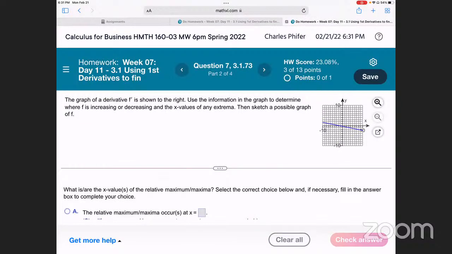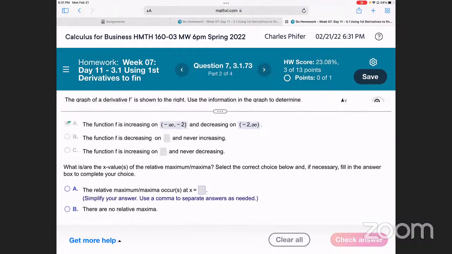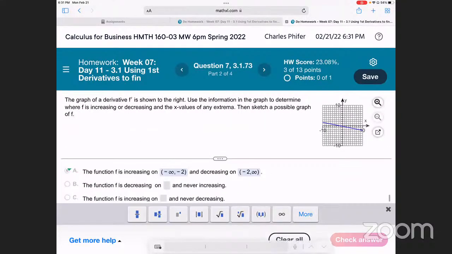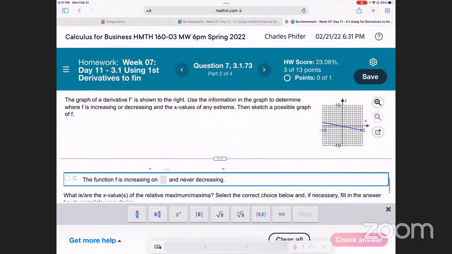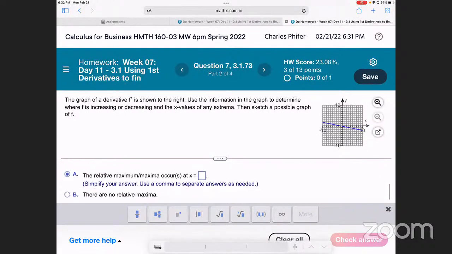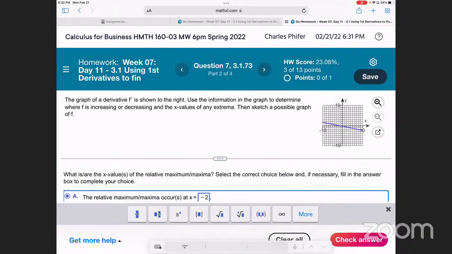Let's see, max, right? So we said our original graph went from increasing to decreasing. So we had a relative max when x was -2. Okay, when x is -2, right? -2.